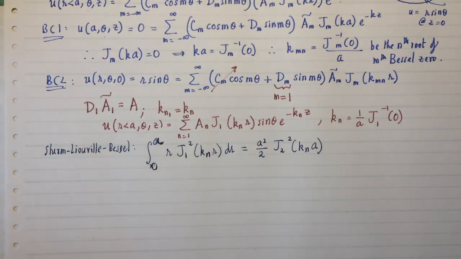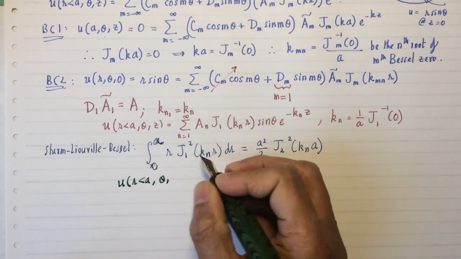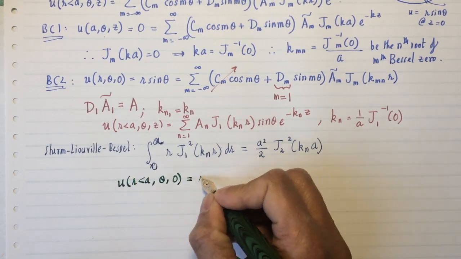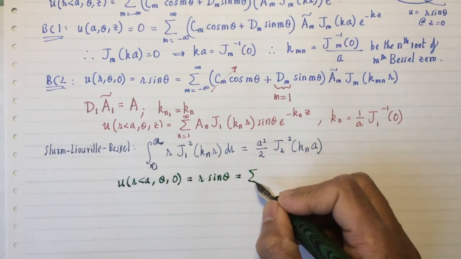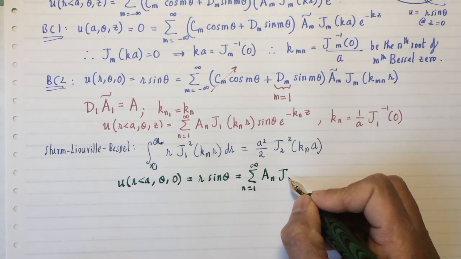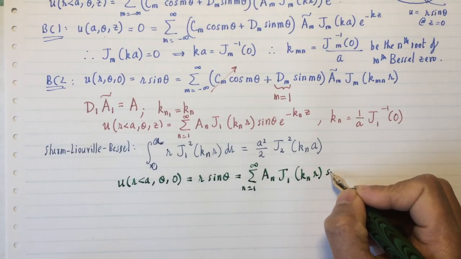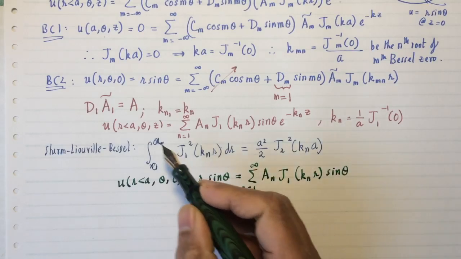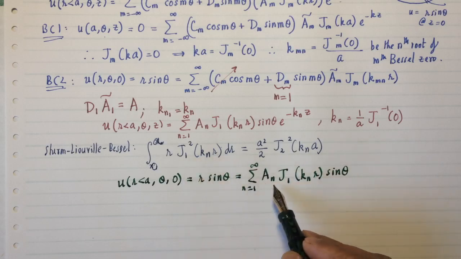Once I have that, it's just a simple matter to write down the rest of the problem. So I get u of r, theta, 0, which is r sine theta, now I'm applying the boundary condition, is equal to the sum from n equals 1 to infinity of a_n J1 of k_n r sine theta. So applying the second boundary condition, I get this. And now I'm going to use the Sturm-Liouville to find a_n.